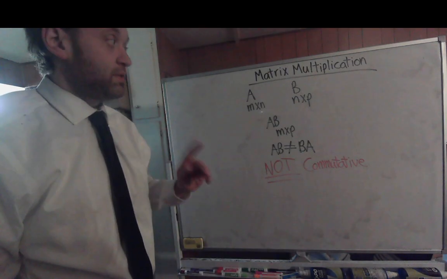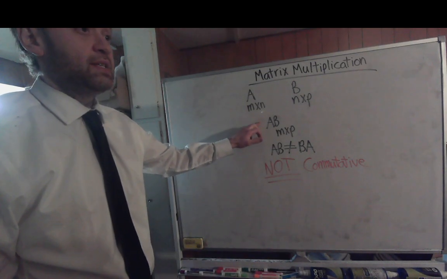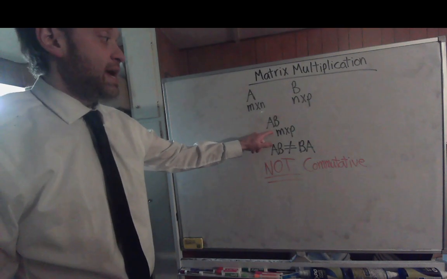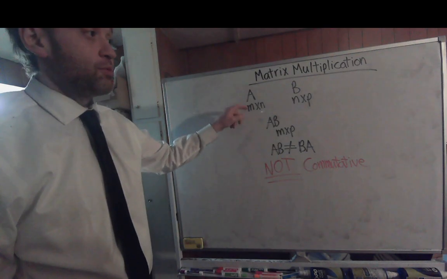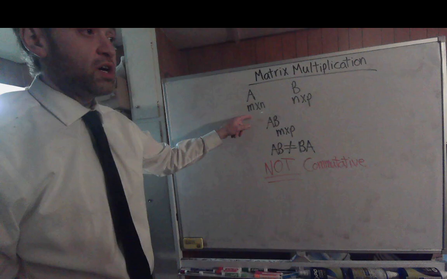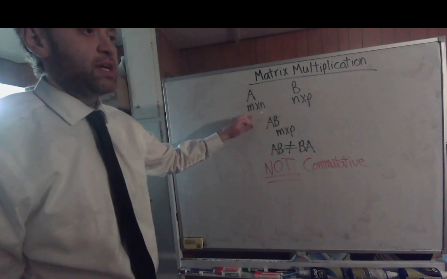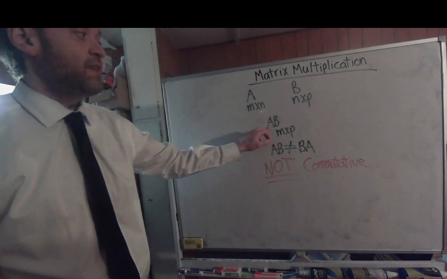If those match, then you can multiply the matrices and you'll end up getting a matrix that is m by p, which would be the number of rows in the first matrix times the number of columns in the second matrix. That would be the dimensions of AB.